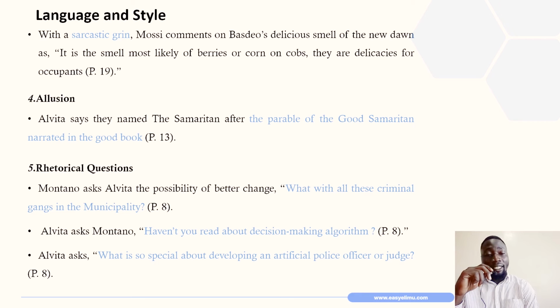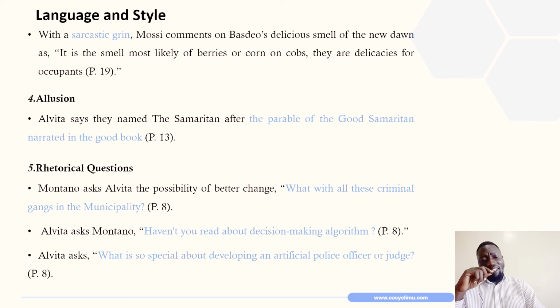So there is also the use of rhetorical questions. So Montano asks Alvita the possibility of better change. That is seen when he says, "What will all these criminal gangs in the municipality?" So that is a rhetorical question. It is a rhetorical question. It needs no response.